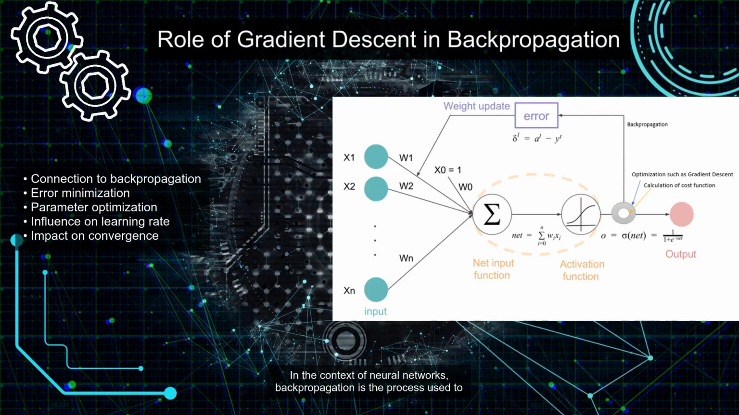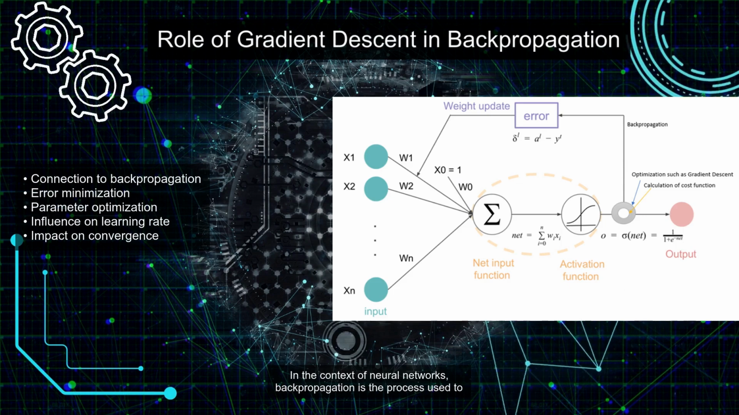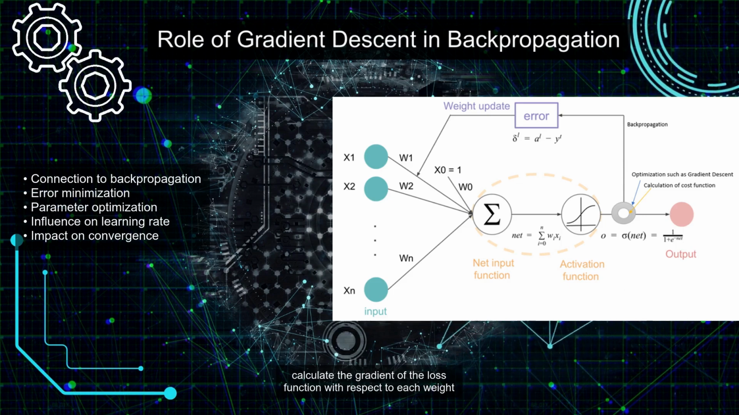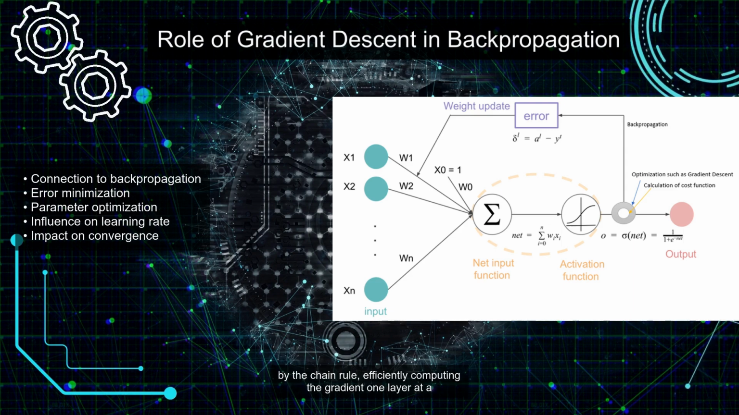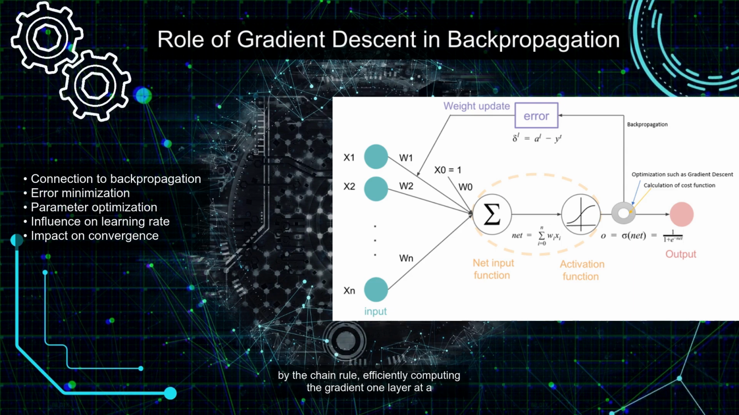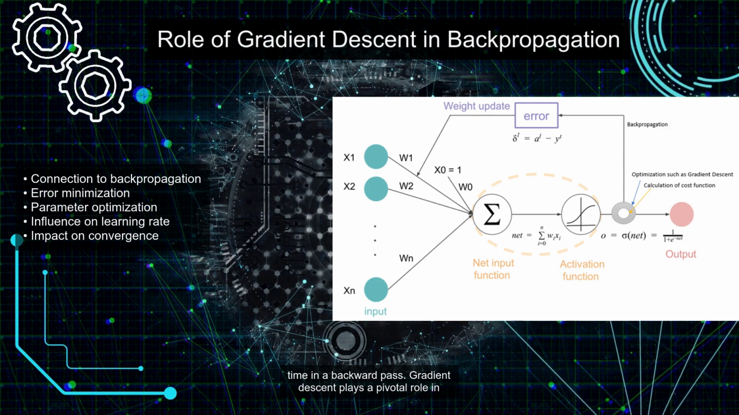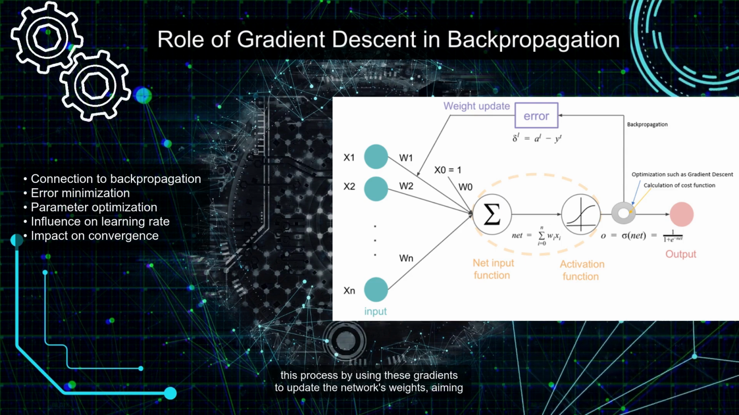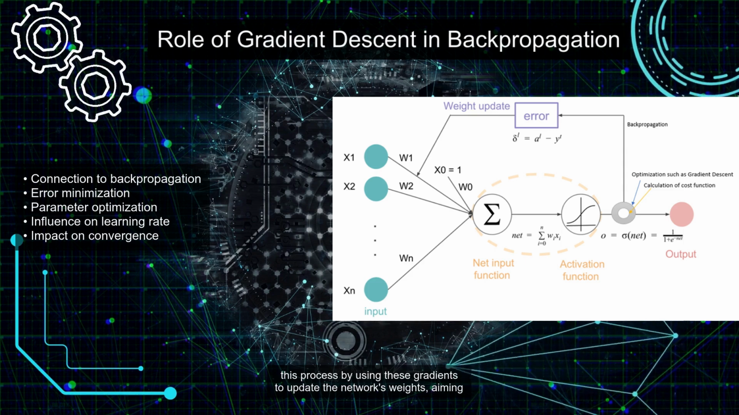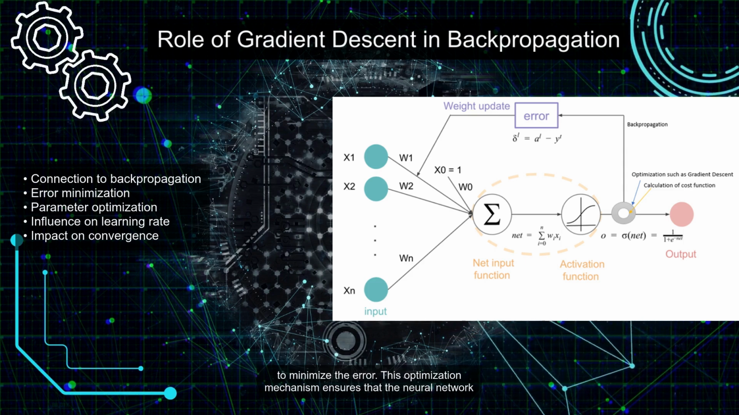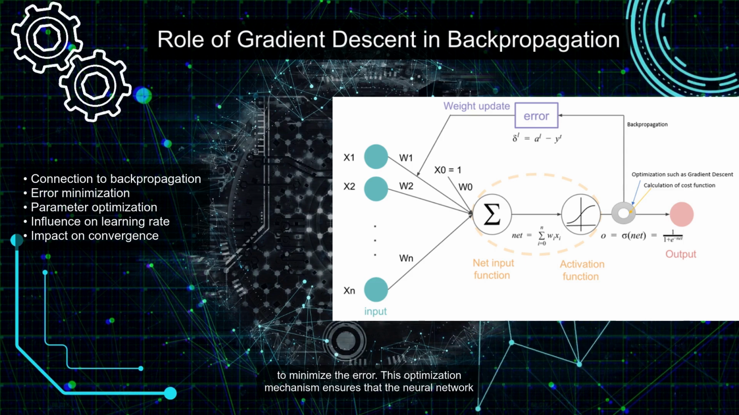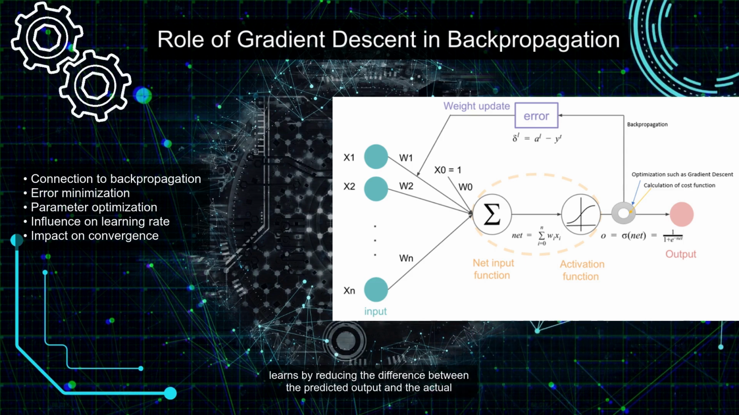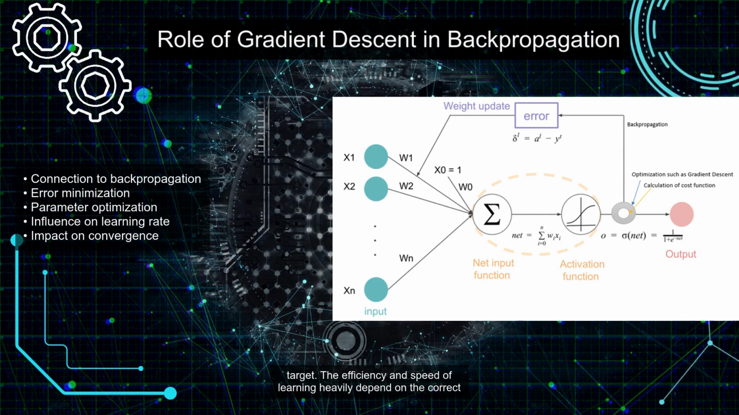In the context of neural networks, backpropagation is the process used to calculate the gradient of the loss function with respect to each weight by the chain rule, efficiently computing the gradient one layer at a time in a backward pass. Gradient descent plays a pivotal role in this process by using these gradients to update the network's weights, aiming to minimize the error. This optimization mechanism ensures that the neural network learns by reducing the difference between the predicted output and the actual target.